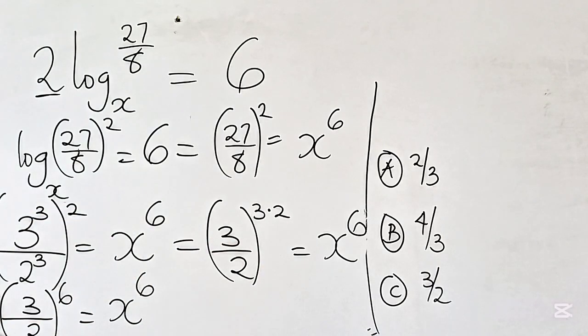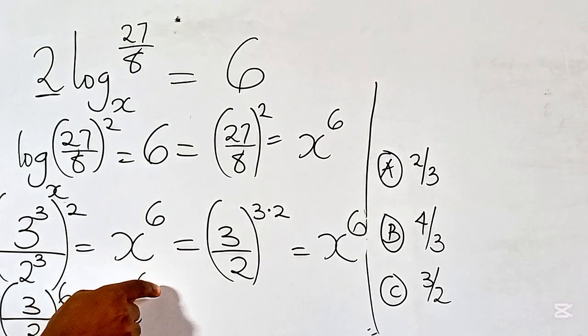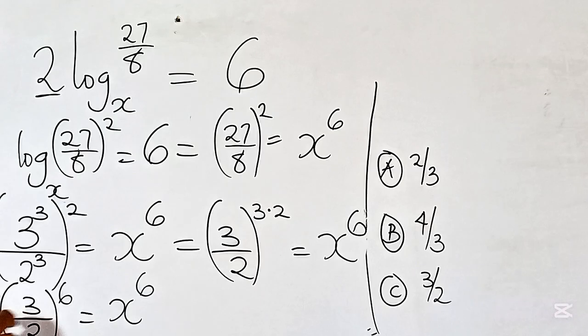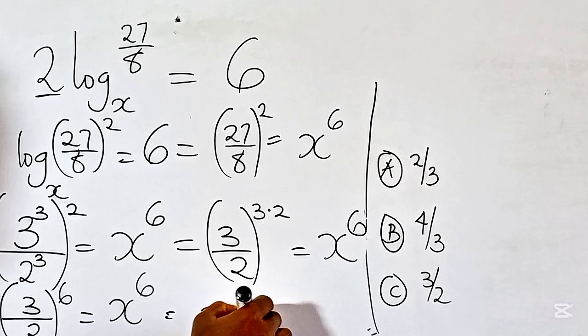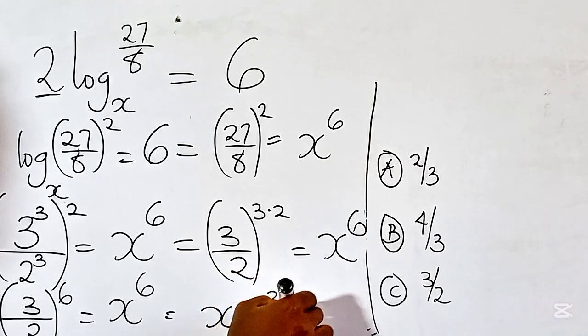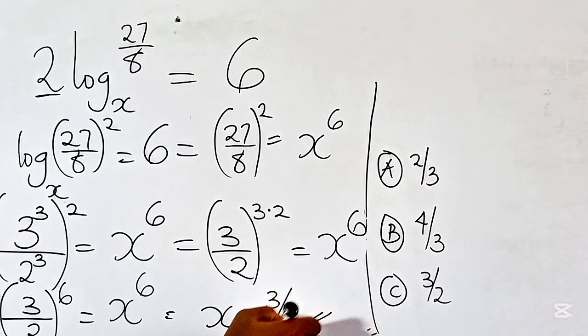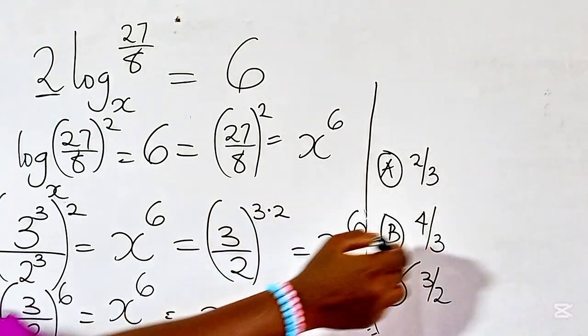So now we have the same powers, equal powers. So therefore, the bases are also equal. In that case, the value of x is equal to 3 all over 2. And this is our answer. So the right option here is option C.